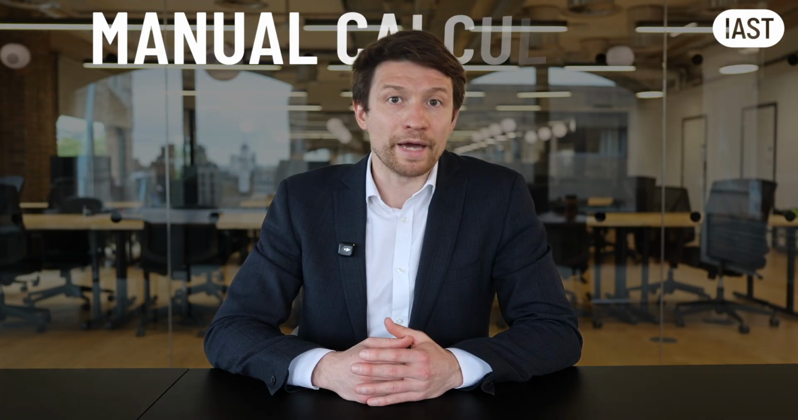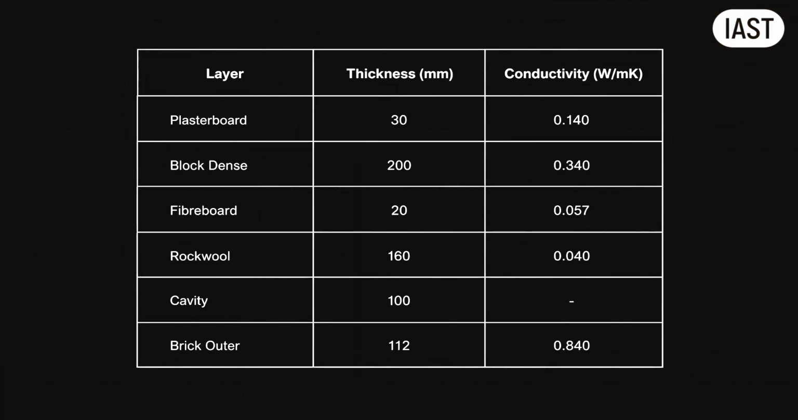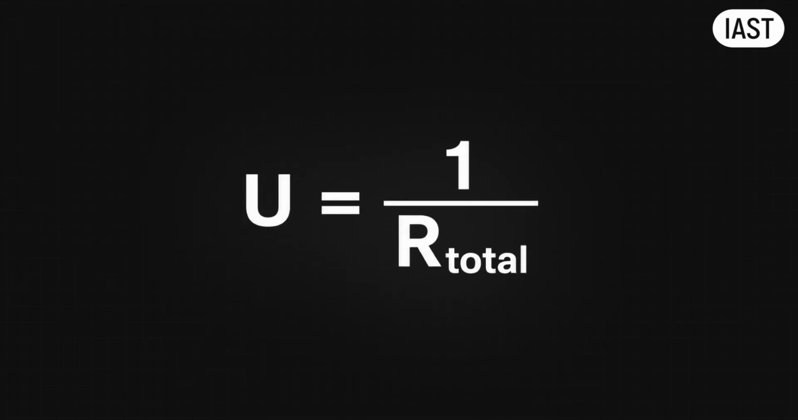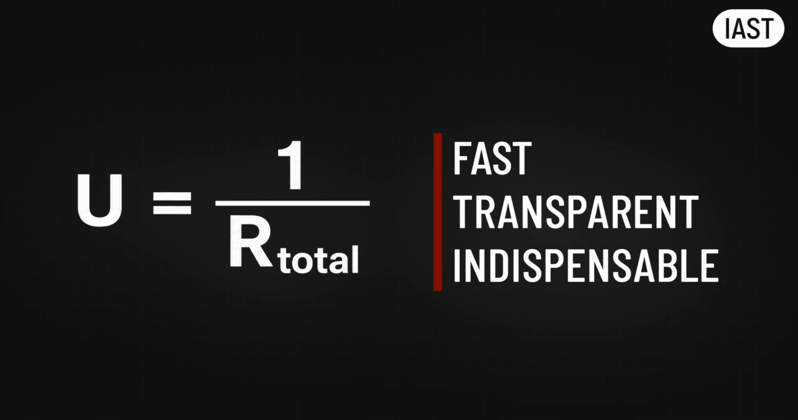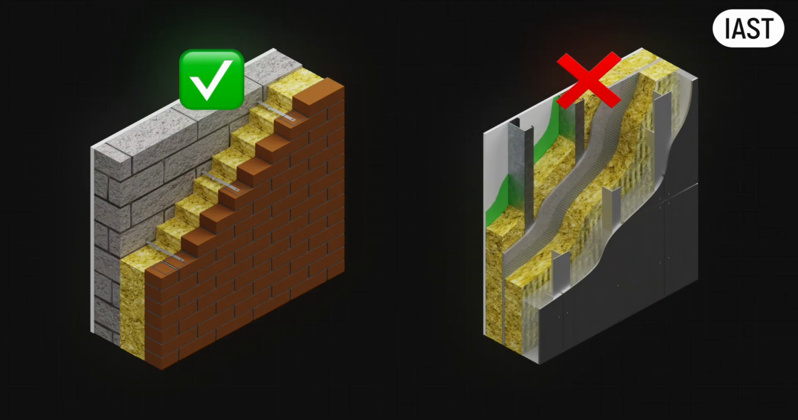So, level 1, manual calculation. Take each layer's thickness, divide by its thermal conductivity, and you will get the R value contribution of that layer. Add every layer together, plus the surface resistance at both sides. That total is your R value. Divide 1 by R value and you will have your U value. Fast, transparent, and indispensable for building intuition. But it only works where every layer is one uniform material all the way through its thickness. And we just saw stud walls and rain screen substructures are not uniform.